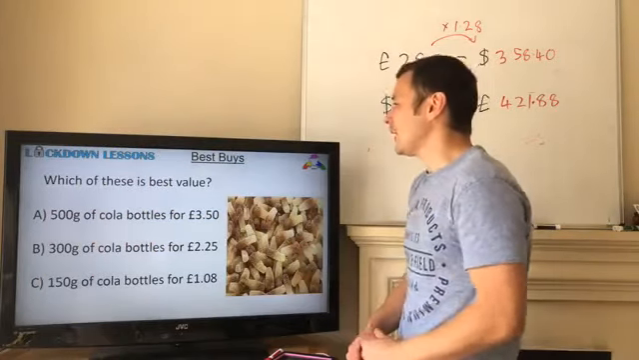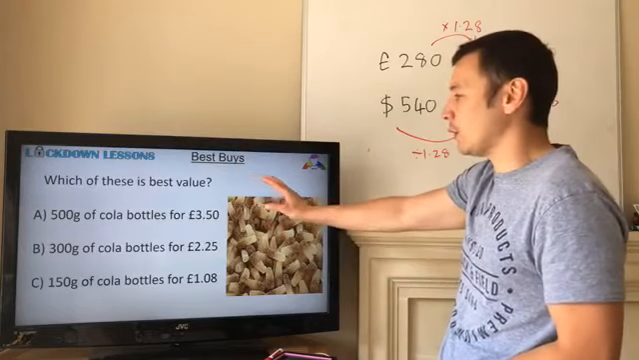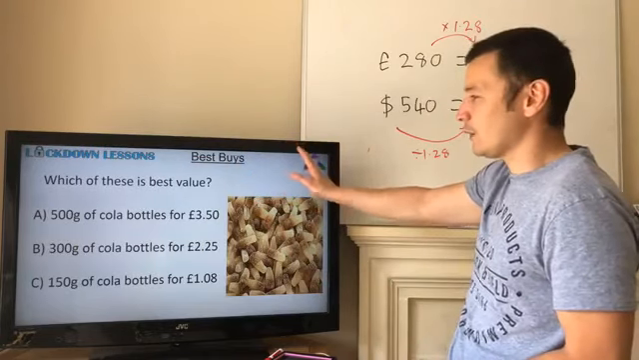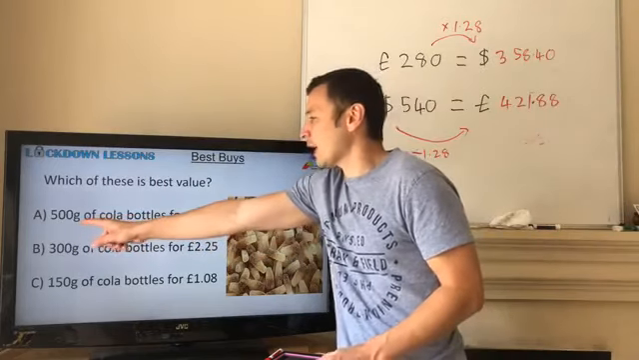So which of these is best value? So we're looking at the cola bottles. Got to be fizzy cola bottles for the best ones, if you ask me. Non-fizzy ones, rubbish; fizzy ones, amazing. So which is the best value?